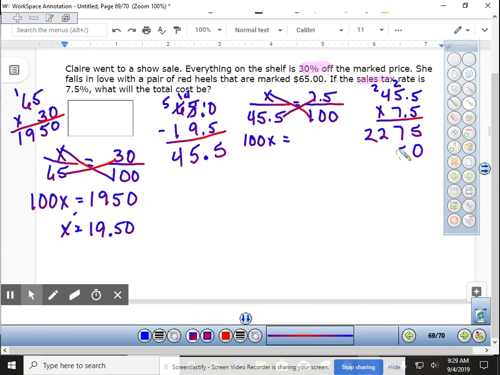7 times 5? Carry the 3. 7 times 5 plus 3. Carry the 3. 7 times 4 plus 3, 31. And then we add. 7 and 5 is 12. Yes. Carry the 1. That's 3 and 8 is 11.